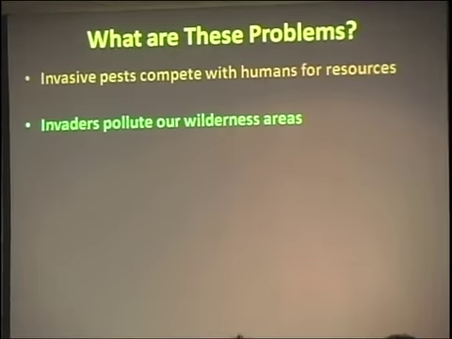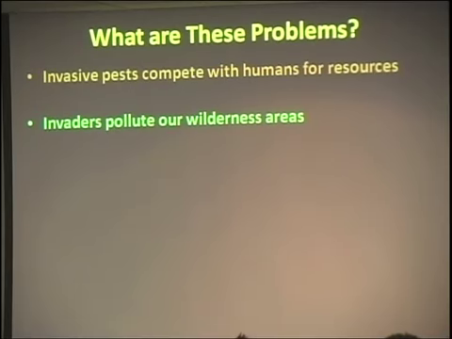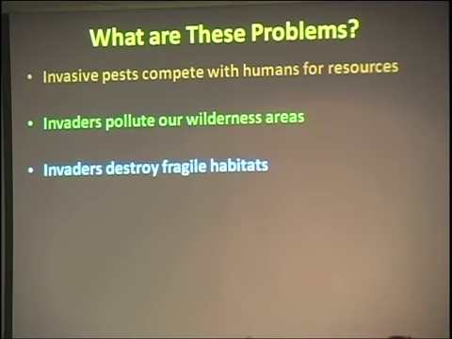Yellow star thistle in Northern California is unbelievable. It is so dense, there are some areas you can't even walk through because the yellow star thistle is about this tall. You can't push through these impenetrable thickets. It reduces the recreational value of those lands and makes them useless for grazing. Invaders destroy fragile habitats. The pigs in the Channel Islands are a great example of this, but goats in the Galapagos are also a major problem.